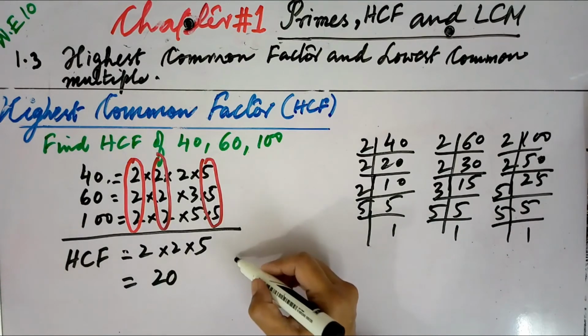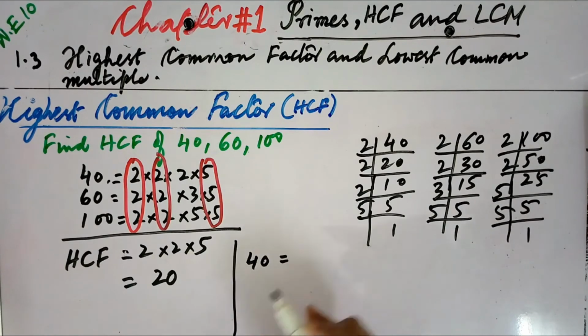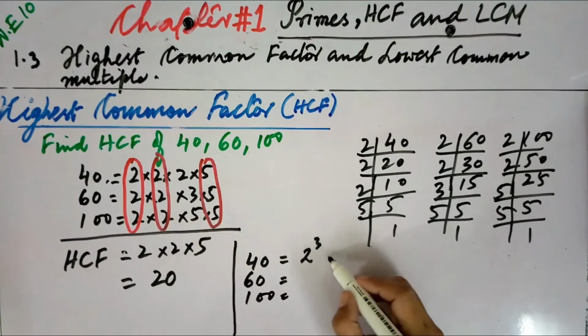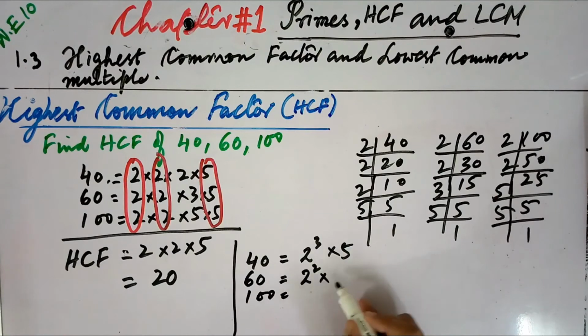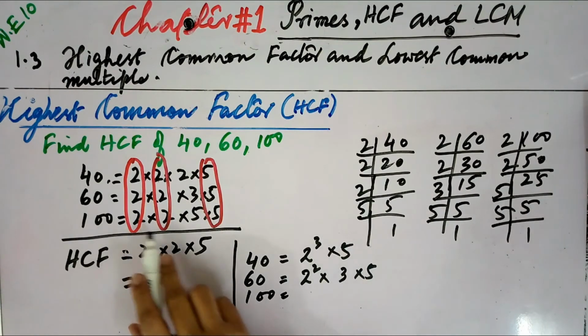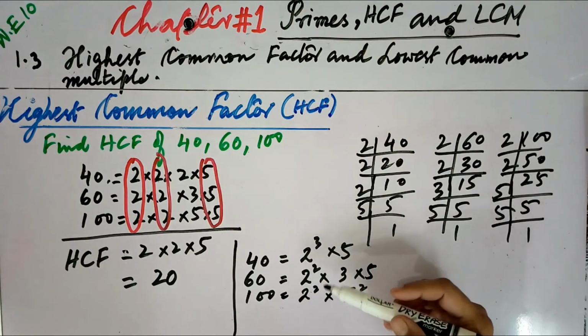Now we can solve it like this also. We will write all the numbers in index notation. 40, 60 and 100. How will we write that? That would be 2 raised to the power 3 because there are 3 2's, multiplied by 5. 2 2's, 2 squared multiplied by 3 multiplied by 5. Got it? And this is 2 squared and 5 squared. Is it clear?